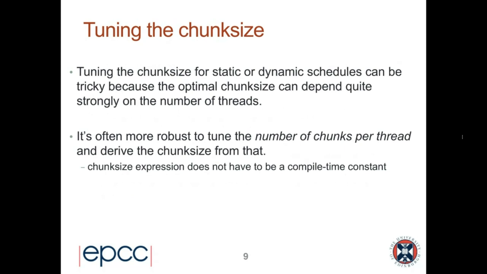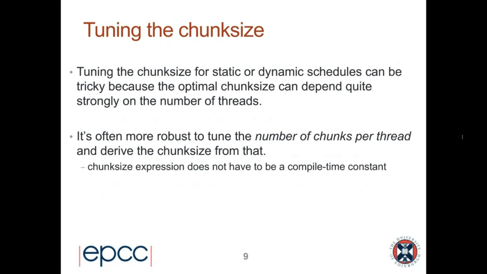When we do have loops that are not well balanced and we want to use some schedule which isn't static, so maybe static with a chunk size or dynamic, or possibly guided, but really static with a chunk size or dynamic, then tuning the chunk size can be quite tricky. The problem is that the optimal chunk size can depend quite strongly on the number of threads. If you find a good chunk size for a particular number of threads, then that may not be the best chunk size if you either increase or decrease the number of threads.